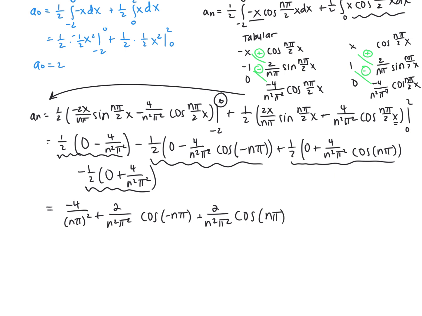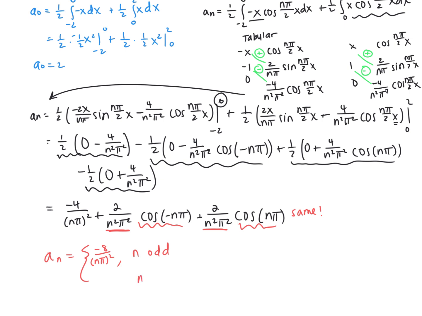Okay, so what do we do with those cosines of n pi? What I want us to recognize is that these two are the same, right? If you think about that, if n is 1, negative pi and positive pi, you end up at the same spot. Negative 2 pi, positive 2 pi, you end up at the same spot on the unit circle. And so what this ends up giving us then, when n is odd, we would end up with negative 2 over n squared pi squared, and we would end up with another negative 2, which would give us negative 8 over n pi quantity squared.